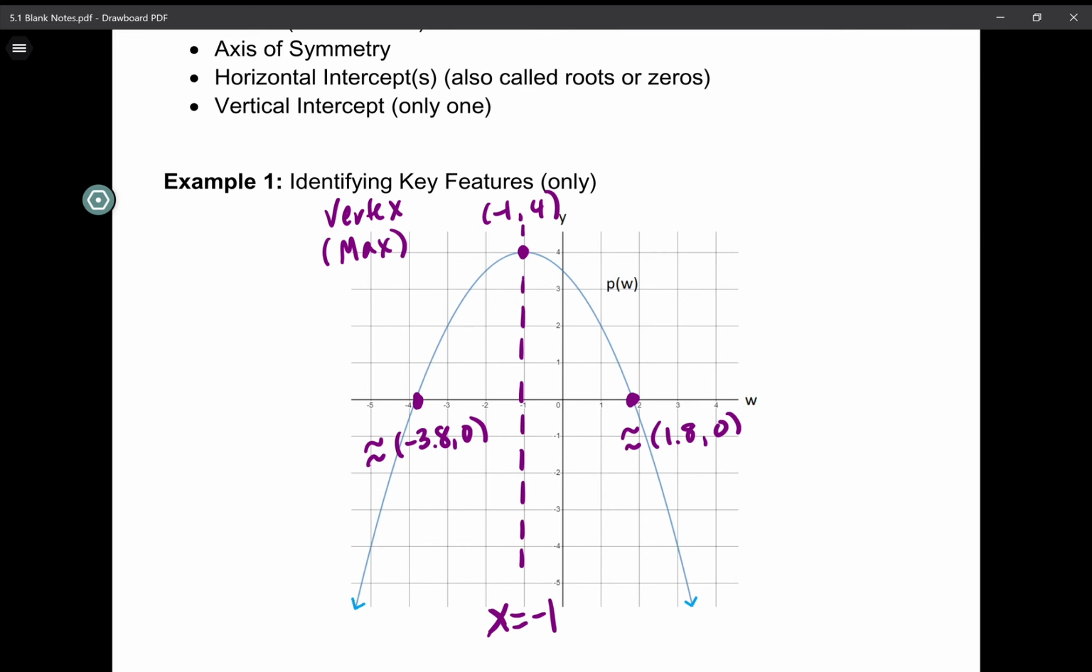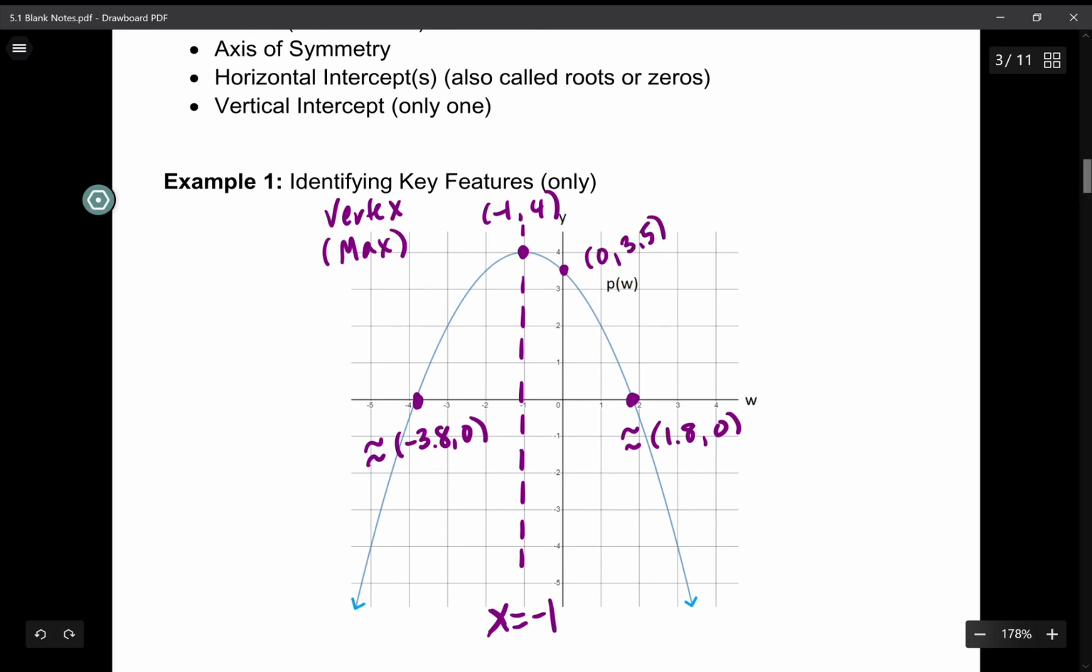And the vertical intercept, again, this one I think I have a better guess at. To me, that looks like over 0, up 3.5. It's a pretty good guess. I think that one's right. All right, so that's how we identify key features of a parabola.